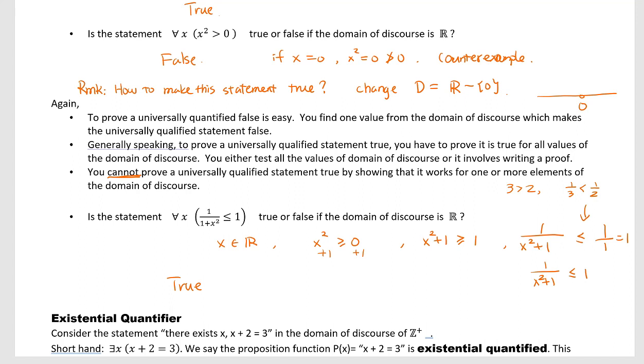Alright. We can say let x be in R, and then x squared is greater than or equal to 0. We add 1 on both sides, and then we flip it over, and then we get 1 over x squared plus 1 less than or equal to 1. Okay, so that is for the universal quantifier.